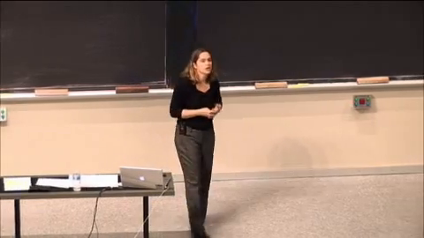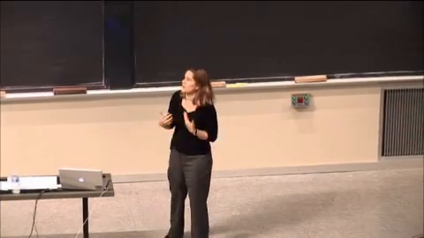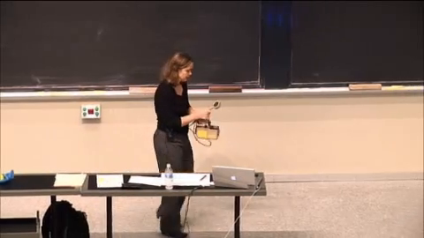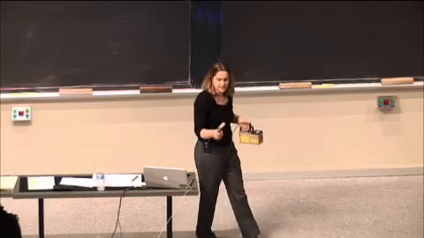With chemical kinetics, we're usually talking about the change in concentration of things over time. But with nuclear kinetics, we're talking about the number of decay events, the number of nuclei that have decayed. And here, with nuclear kinetics, we measure these events using a Geiger counter. This can measure radiation.